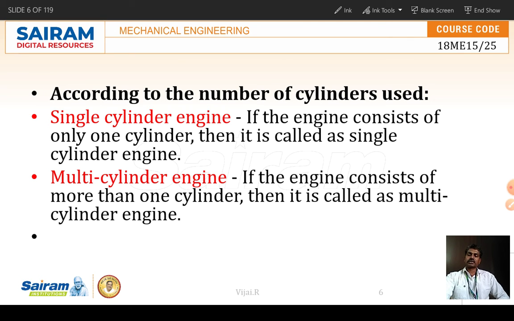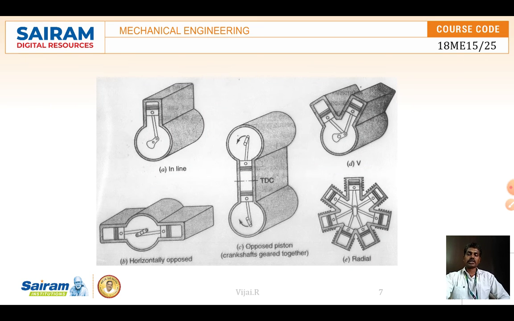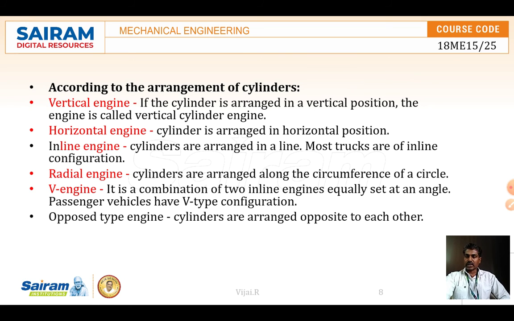And the number of cylinders may be a single cylinder engine or a multiple cylinder engine. And how the cylinders are arranged is called the arrangement of cylinders. Classification according to arrangement of cylinders: it may be a vertical engine, horizontal engine, V type engine, radial type engine, or opposed type engine. So this is what an engine is.